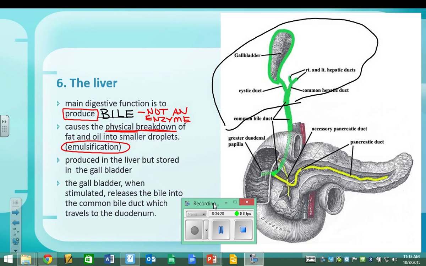Now, bile is produced in the liver, but stored in your gallbladder. That would be why you could survive without a gallbladder. Because the gallbladder isn't actually making the bile, it's storing it.